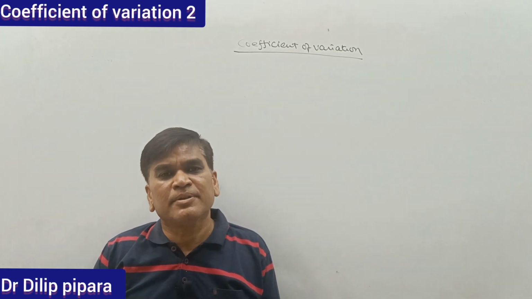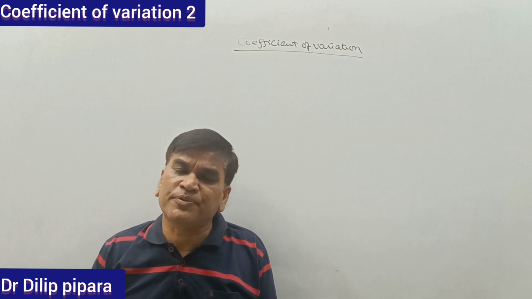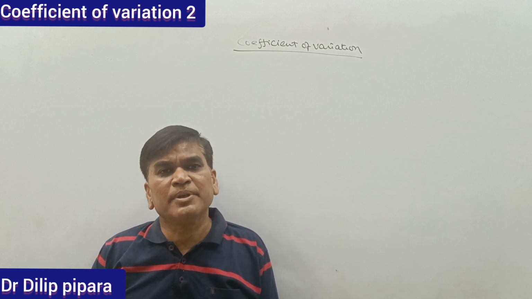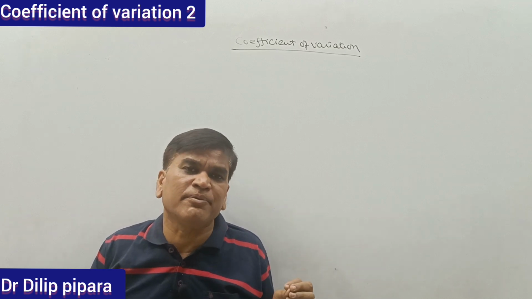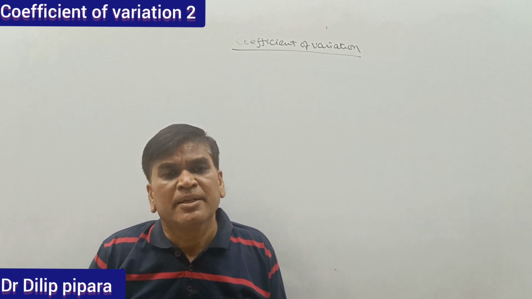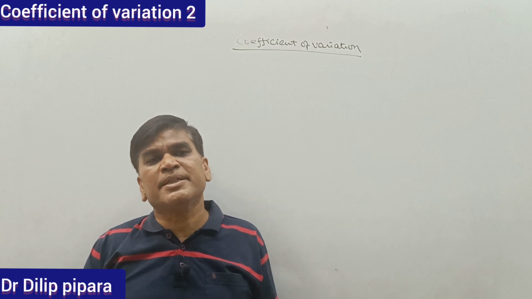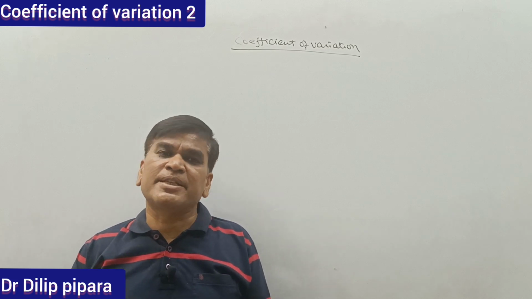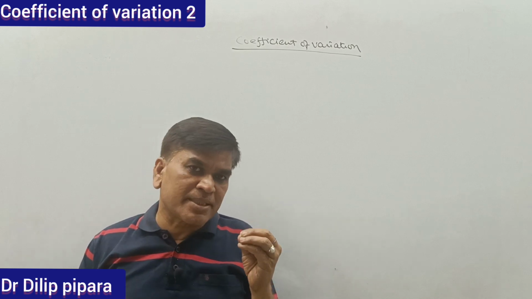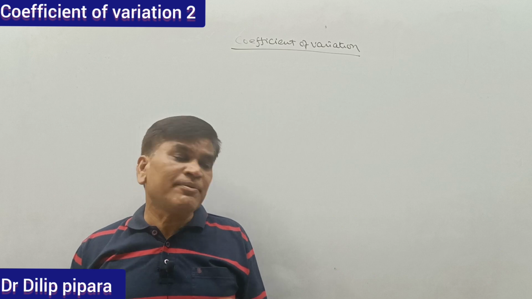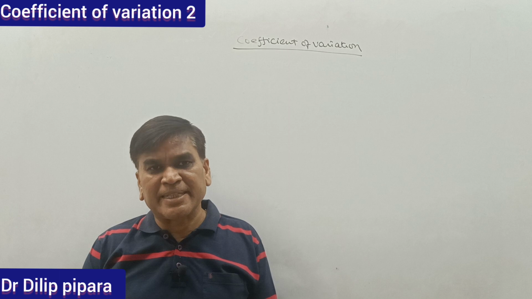In the last video on the coefficient of variation, we calculated how to calculate the coefficient of variation. If we are to compare two series and decide which series has more variation, we look at the percentage: the series where the percentage is high has more variation. If the question asks which series has more consistency, then the series where the percentage is less has more consistency.